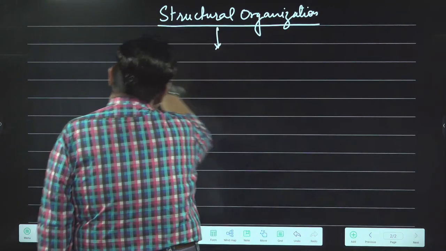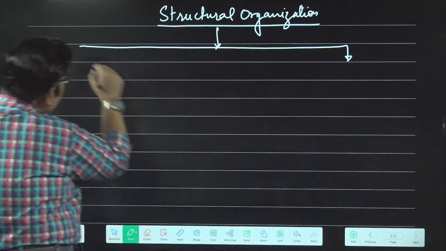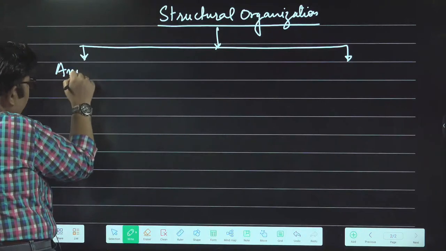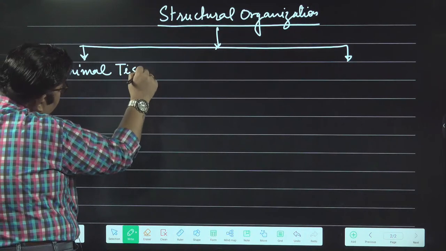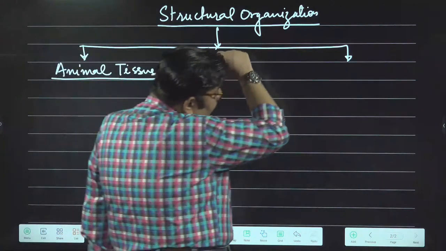You will be given assignment number one and assignment number two. Assignment number one comprises the animal tissues, okay? So in assignment number one, you will have animal tissues. And assignment number two are the animals.